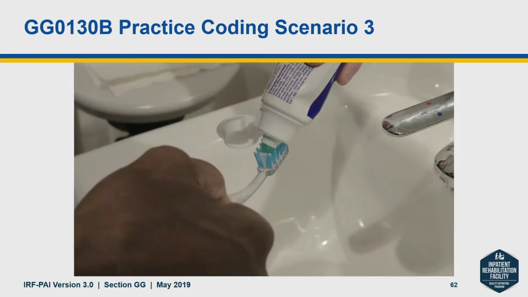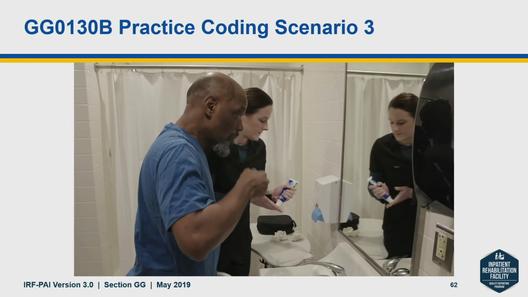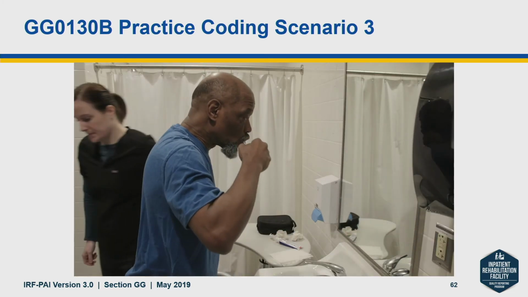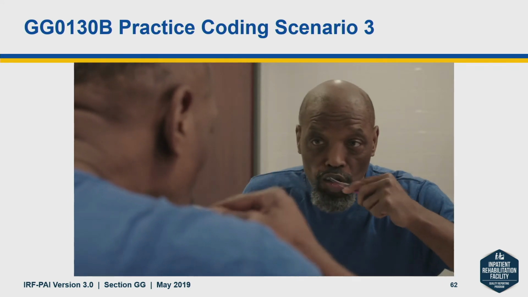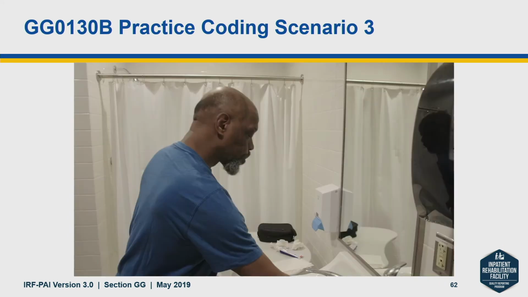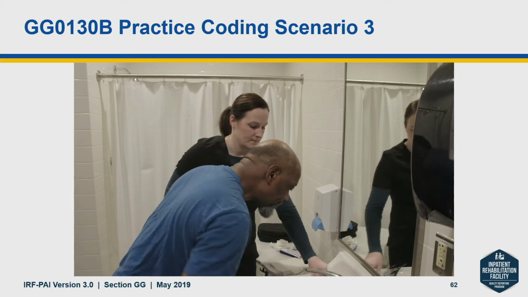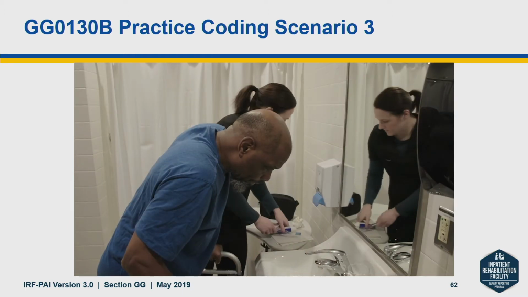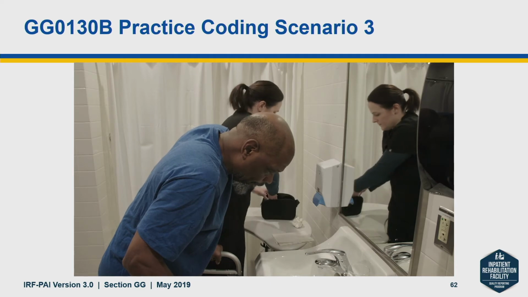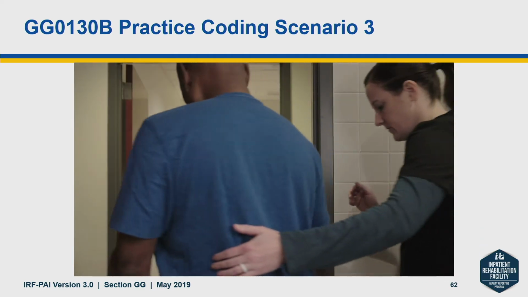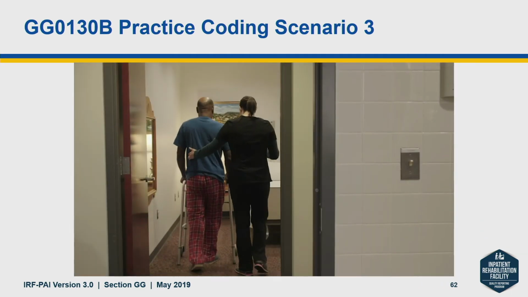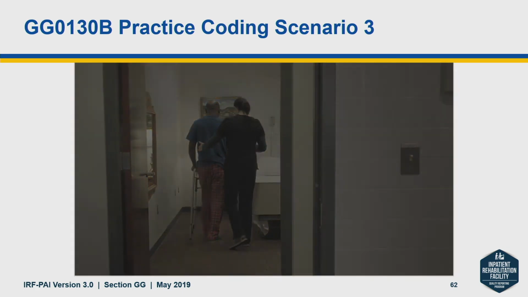Once in front of the bathroom sink, the helper applies toothpaste to Mr. Smith's toothbrush and leaves the room. Mr. Smith then brushes his teeth without supervision. Once Mr. Smith is done brushing his teeth, the helper re-engages by cleaning and putting away the oral hygiene items. The helper then provides steadying assistance to Mr. Smith as he walks back to bed.